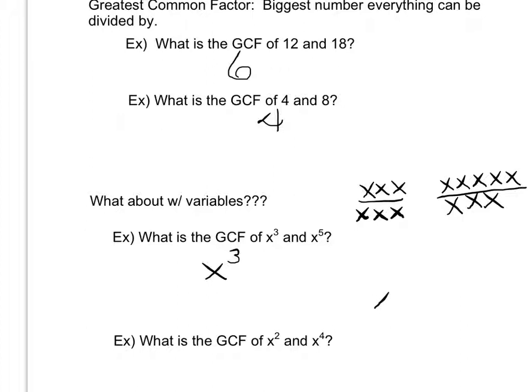If I do the same thing for x squared and x to the 4th, if I rewrite x squared as x times x and x to the 4th as x times x times x times x, I see that the greatest amount of x's they can both be divided by would be x times x, which I know is the same thing as x squared. Notice in both of these cases, the answer I got is equivalent or the same as the variable with the smaller exponent. So x cubed when looking at x cubed and x to the 5th, x squared when looking at x squared and x to the 4th.